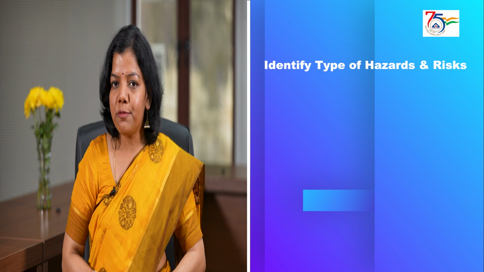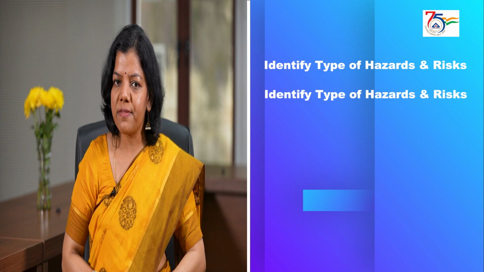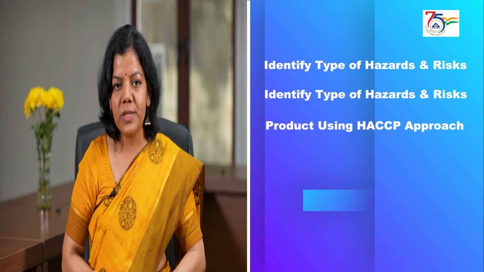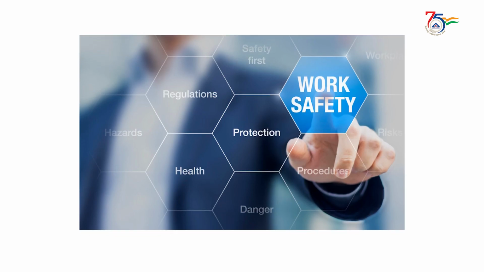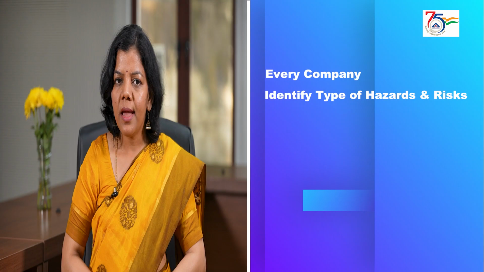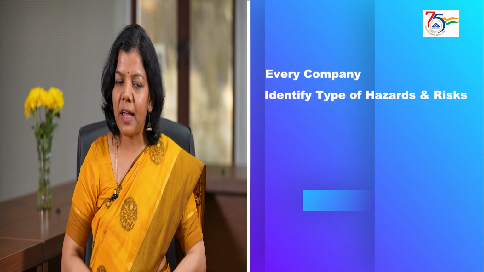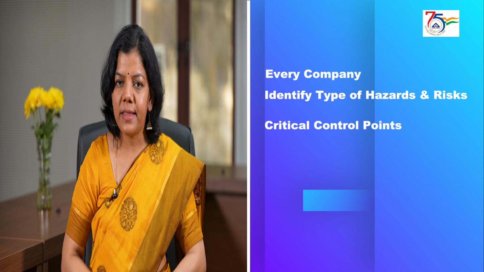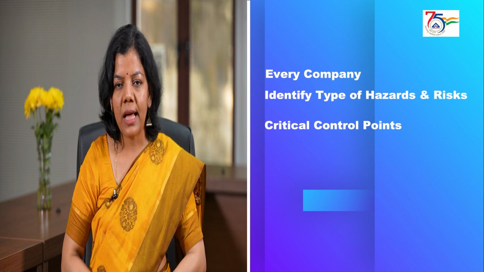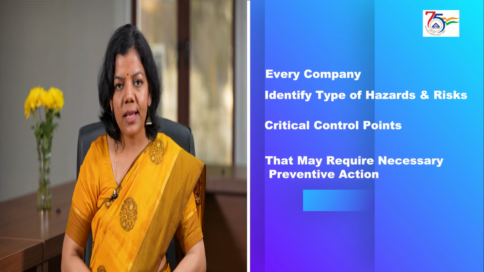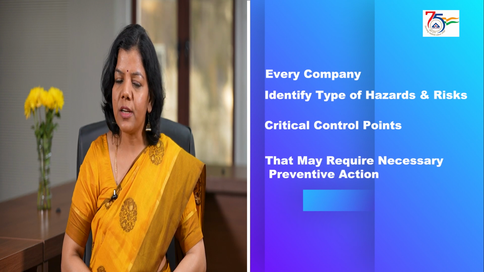It is imperative for food businesses to identify the type of hazards and risks that may occur in their product using the HACCP approach. Every company needs to identify the hazards and risks that may occur in their product and the critical control points that may require necessary preventive action of setting critical limits and control measures.